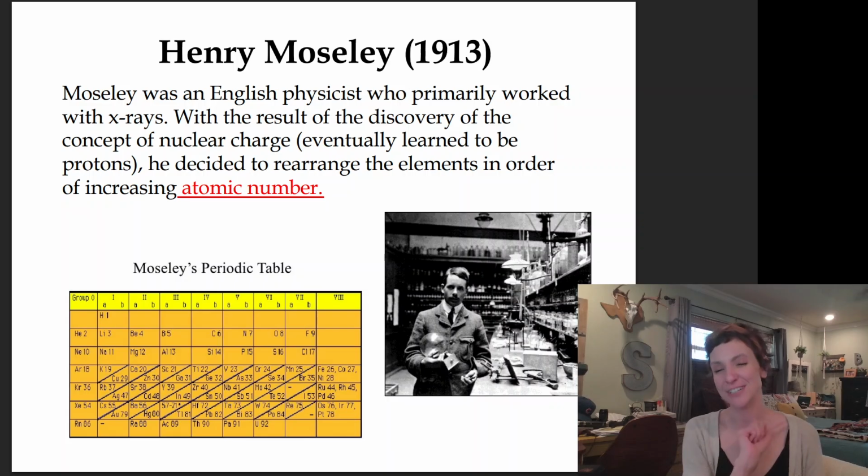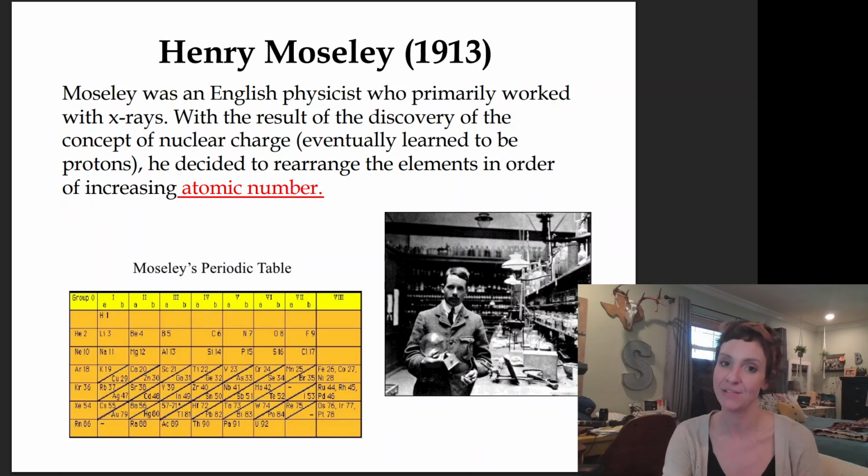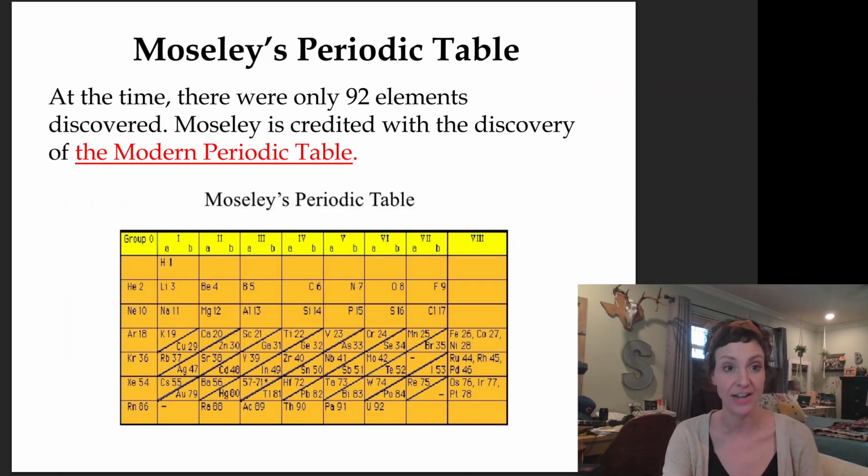So after Mendeleev, our second scientist that is important in creating our periodic table as we know it today is Henry Moseley. In 1913, he was an English physicist who primarily worked with X-rays. As a result of the discovery of the concept of nuclear charge, which we eventually learned were protons inside of that nucleus, he decided to rearrange the elements in order of increasing atomic number. So he organized them by the number of protons, which we know is the atomic number, and that created a little bit more of a structure to the periodic table today. So we call Henry Moseley the father of the modern periodic table.